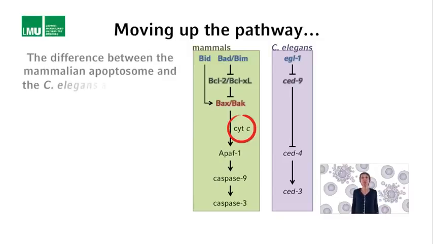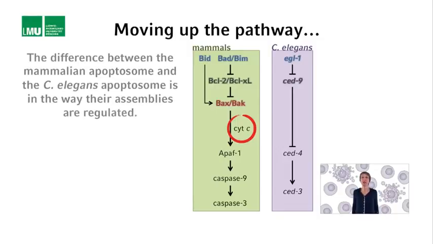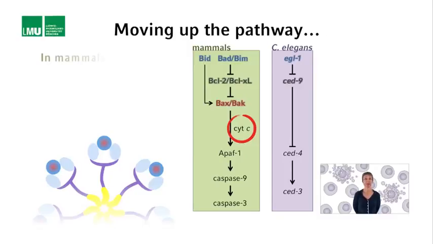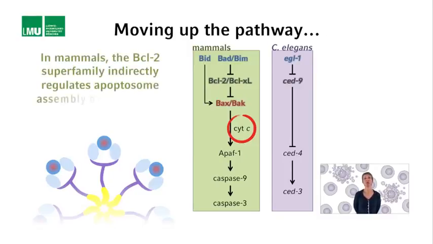The difference between the mammalian apoptosome and the C. elegans apoptosome is in the way their assemblies are regulated. Remember, the assembly of the mammalian apoptosome is dependent on cytochrome C binding to monomeric APAF1 in the cytoplasm. And the availability of cytochrome C in the cytoplasm is controlled by the BCL2 superfamily and the effectors BAX and BAK in particular. Therefore, in mammals, the BCL2 superfamily indirectly regulates apoptosome assembly by controlling cytochrome C release.